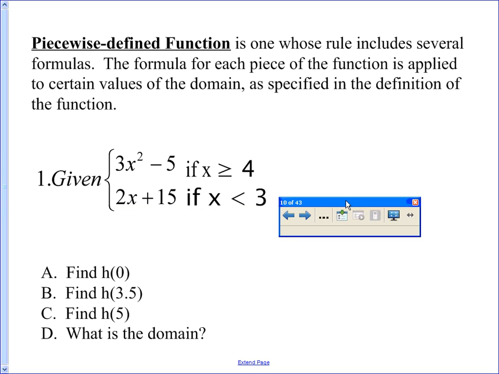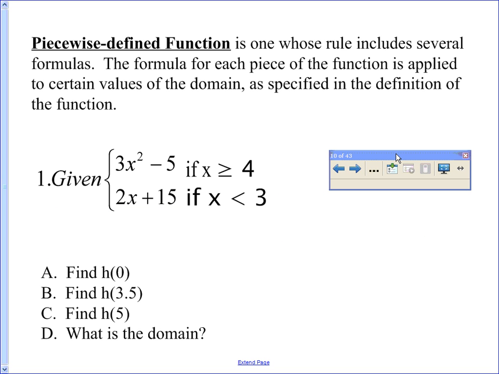Now we're going to look a little bit at piecewise functions. A piecewise function is one whose rule includes several formulas, as you can see in the example here. The formula for each piece of the function is applied to a certain value in the domain, and that's specified in the definition of the function. This should say f of x or h actually. The name of this function is h of x. So it should be h of x is equal to, and this is it.